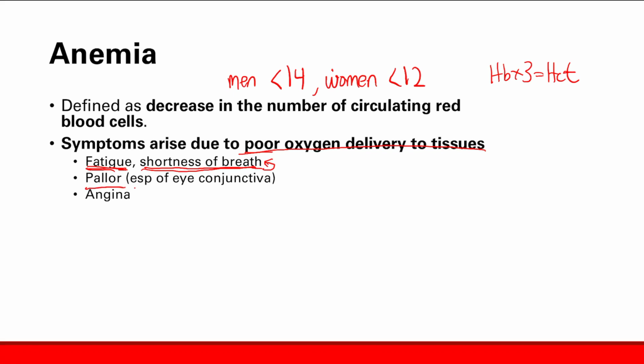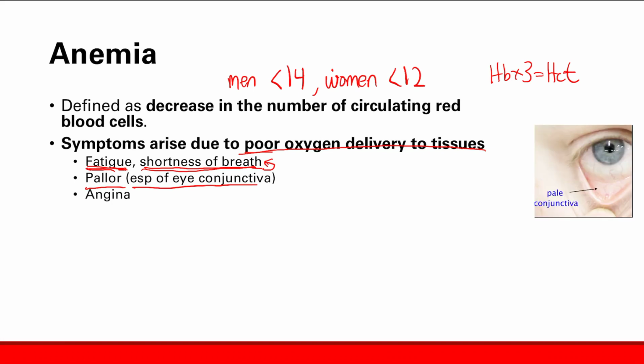You can also get pallor. This is just not enough hemoglobin. You have low levels of hemoglobin in your blood because you have low levels of red blood cells, and so you get pallor, especially of your eye. You can see here, this is the eye. Remember the conjunctiva covers both the eyeball itself as well as this inner layer. See, it's very pale here, so that's pale conjunctiva.